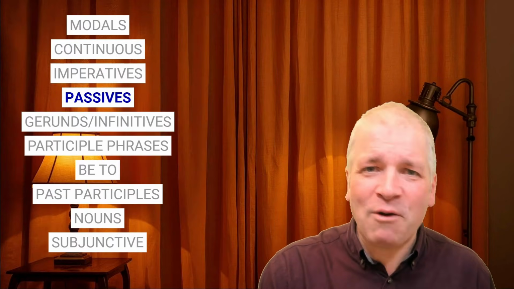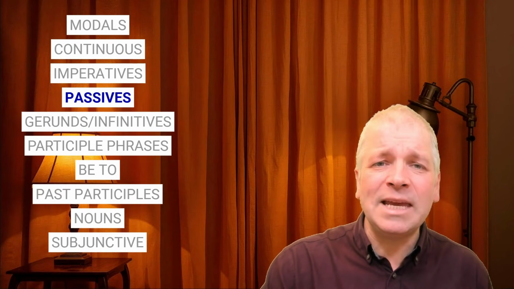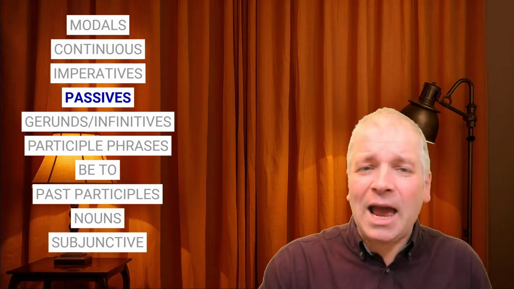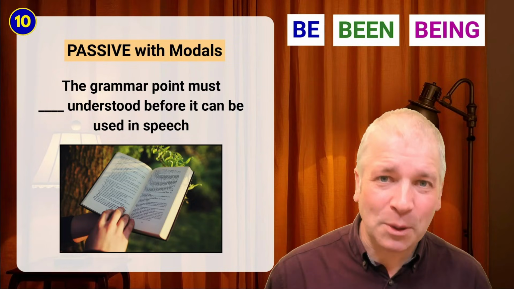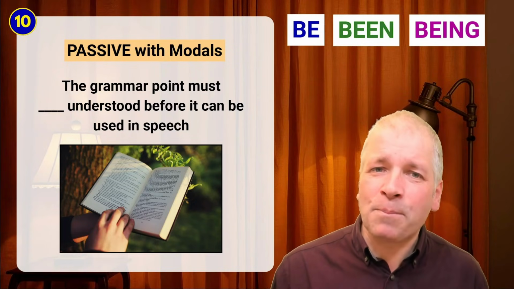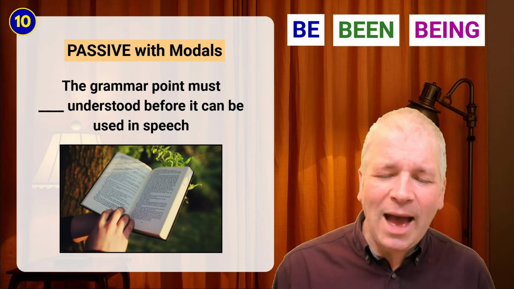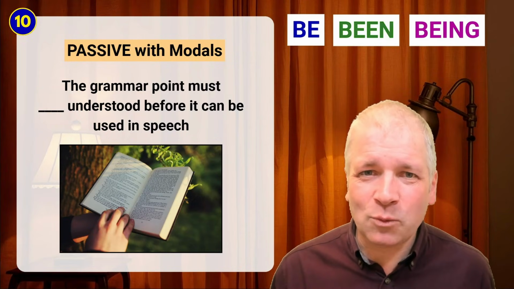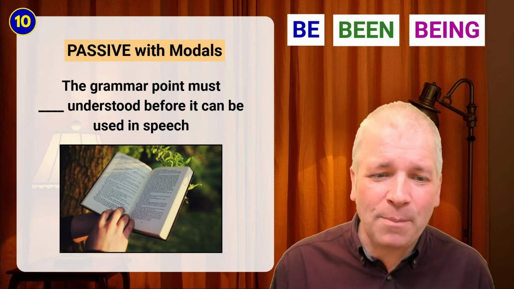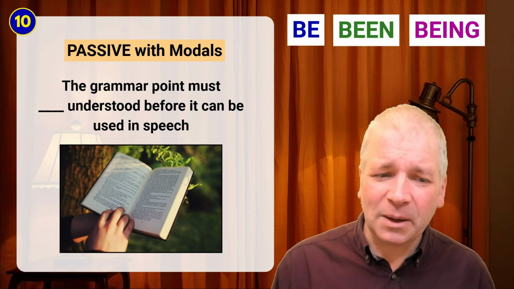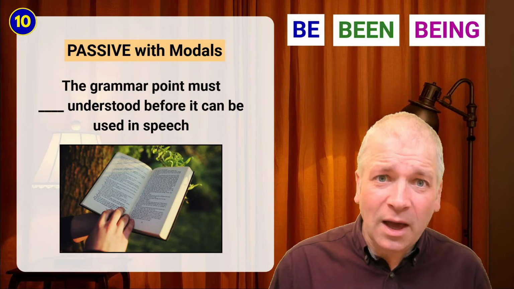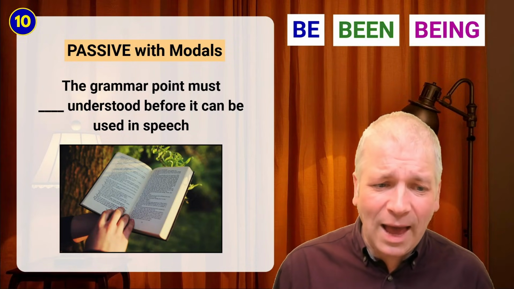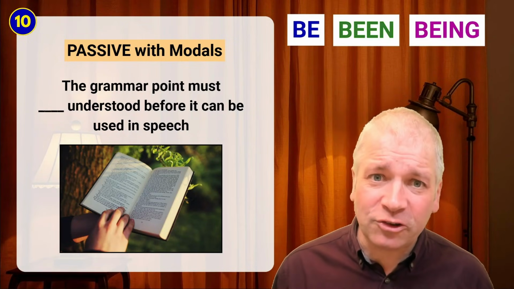With the passives, there are a number of rules for how we use be, been, or being in the passive form. Let's start off by going back to the modals. Here's a book to do with grammar, and this is true, isn't it? We need to understand grammar points before speaking. The grammar point must something understood before it can be used in speech.